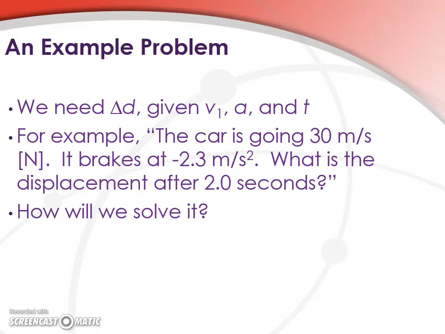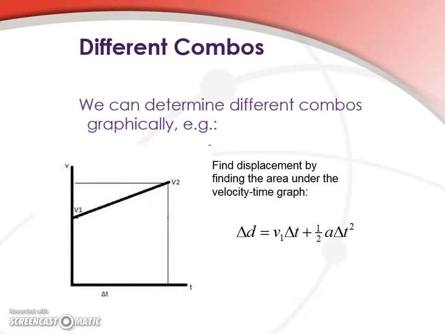Okay, so let's dig in and talk about an example to illustrate it. So I chose a case here where we need the displacement given the starting velocity, the acceleration, and the time. So a car is going 30 meters per second north. It brakes at 2.3 meters per second squared. After 2 seconds, what's its displacement? So we're not asking for the final speed or the final velocity. We're asking for the displacement. So how do we solve this?